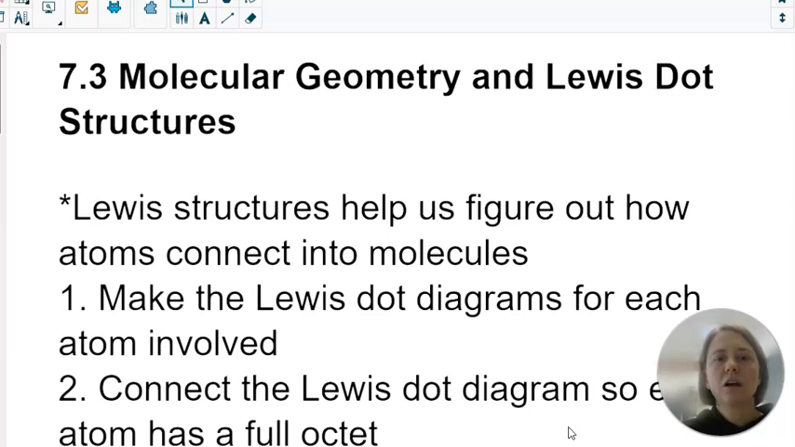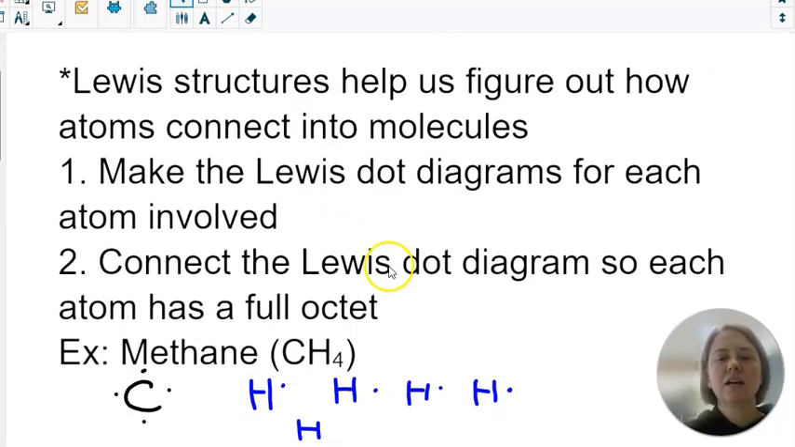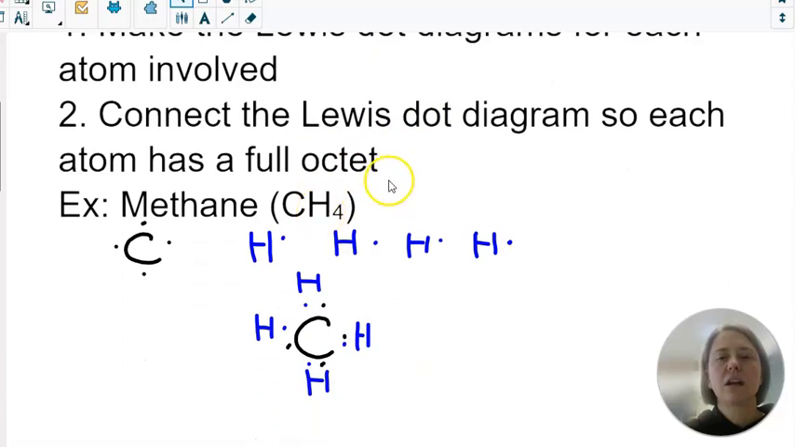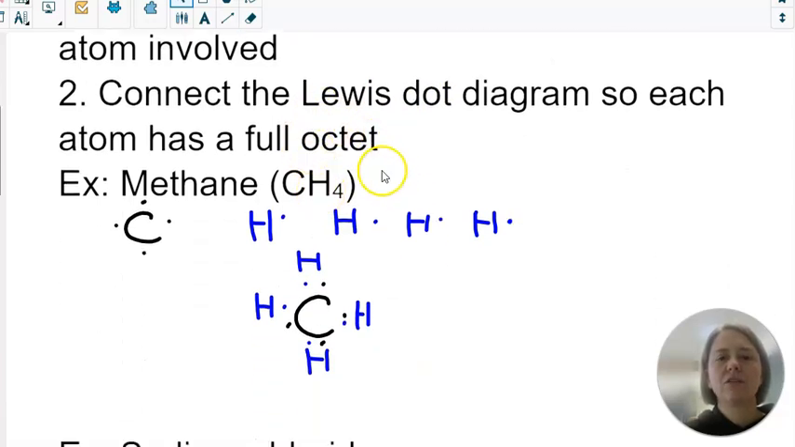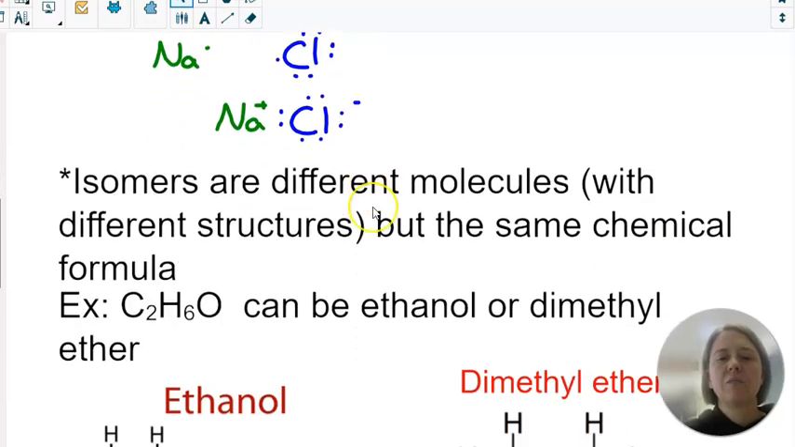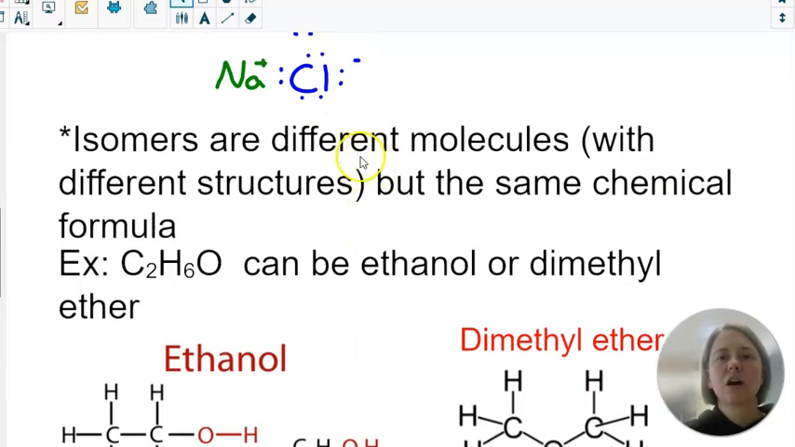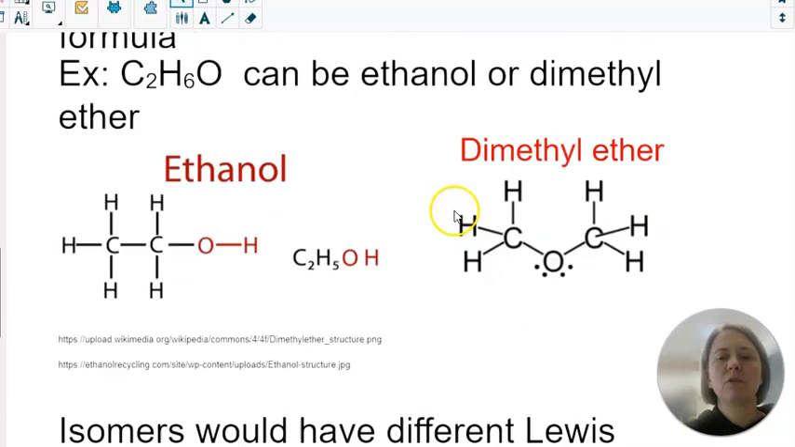As a review, we're talking about making Lewis structures. You make your Lewis dot diagram and then you connect them so each atom has a full octet. And then we talked about isomers, which are different molecules with the same chemical formula.